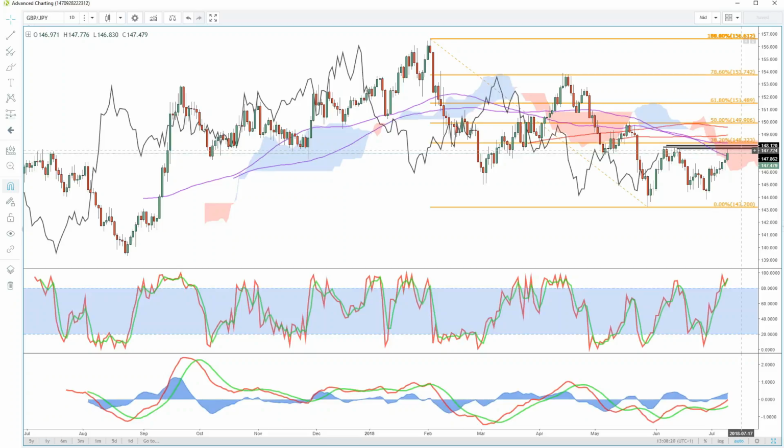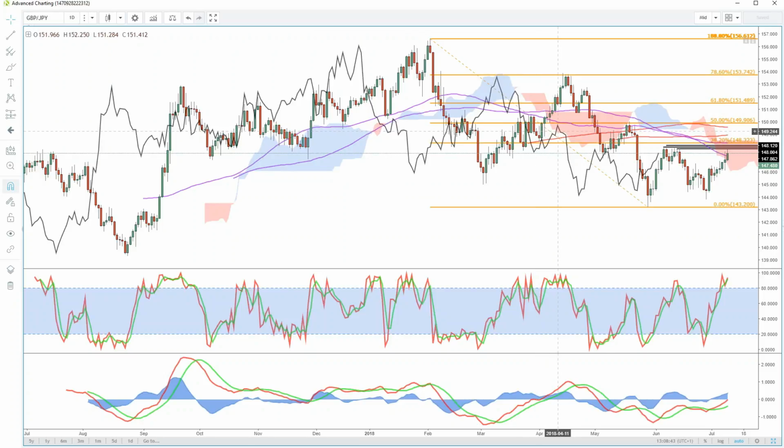So what we have here is around this kind of 148 level. We have the 55, 89 moving averages. We've got the previous area of resistance from back at the start of June. We've also got the top of the Ichimoku cloud and the 38.2 fib of the move from these highs to these lows. So like I said, very significant level here.